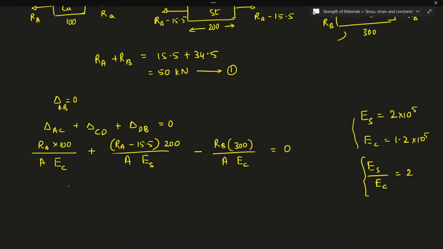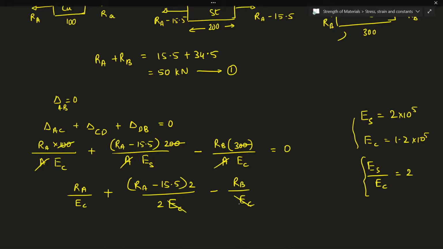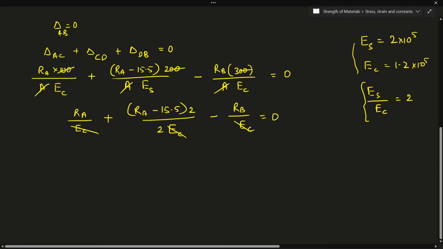Now if I substitute this, first of all the area is cancelled out, so I can take the common factor and multiply to the RHS, which will be 0. I can also divide the LHS by 100, so the double zeros are gone. Now the remaining part is RA by EC plus RA minus 15.5 into 2, divided by, instead of ES I'll write 2EC, minus RB divided by EC, and again EC will be cancelled here, equal to 0. The 2 is also getting cancelled.